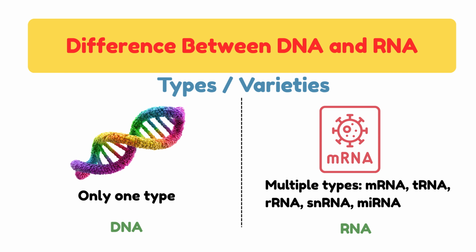DNA has only one major type, but RNA has many forms. The 3 main ones are mRNA, messenger RNA, tRNA, transfer RNA, rRNA, ribosomal RNA. There are also snRNA, miRNA, and more, each with specialized roles.